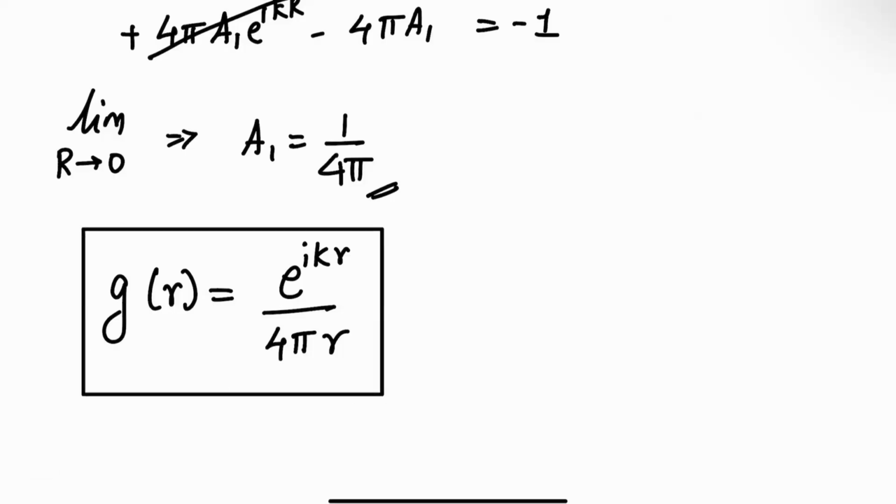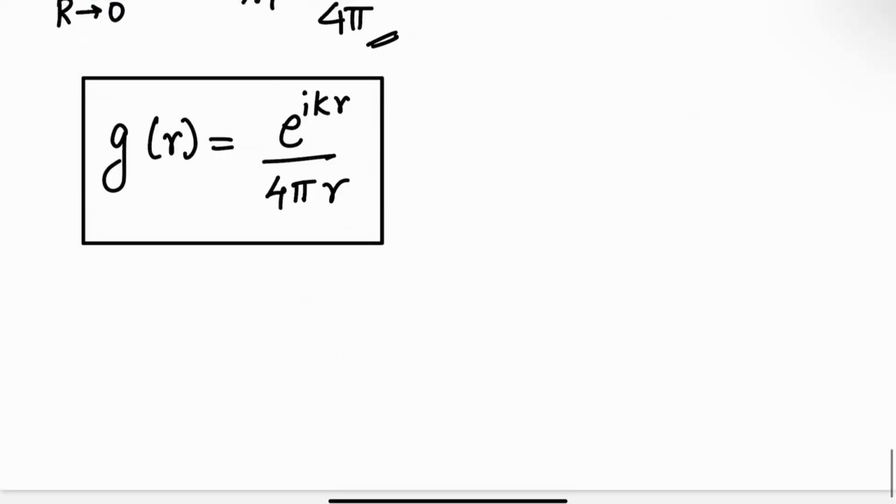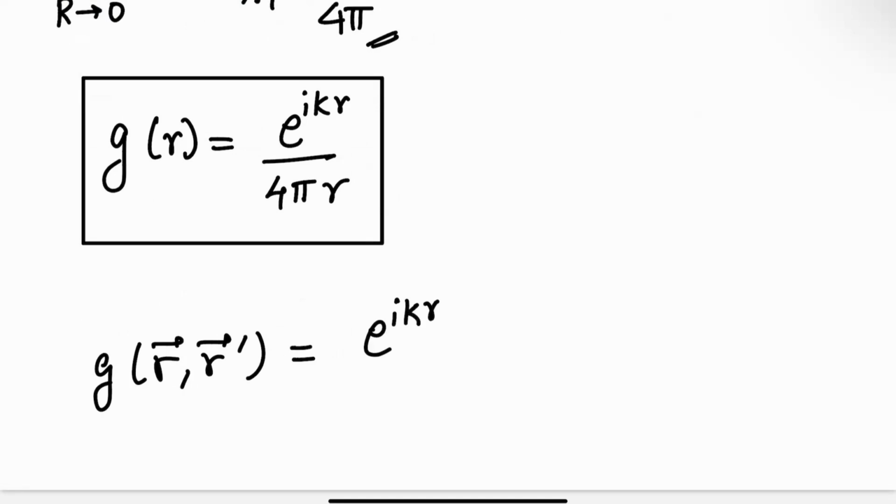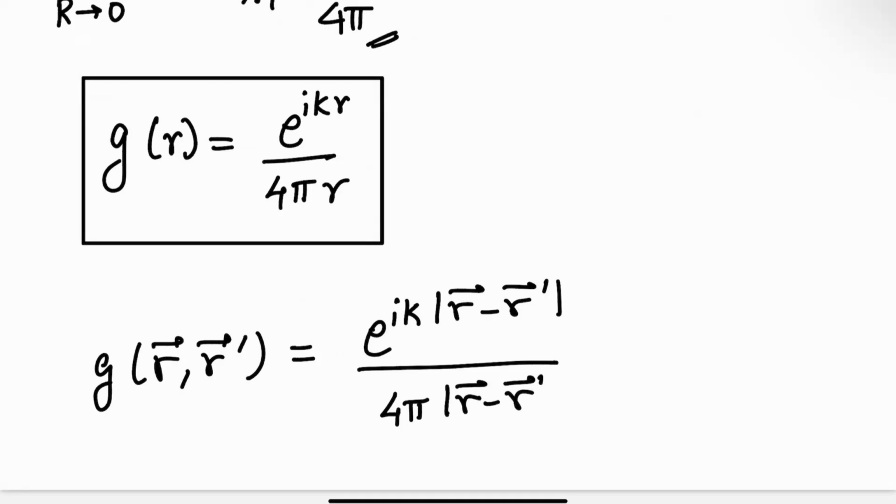Okay. Now we've done this before, where if I have a general point, then I can write G of r comma r prime, where r prime is the source point and r is the observation point. That becomes e to the ik times the magnitude of r minus r prime, divided by 4 pi times the magnitude of r minus r prime.